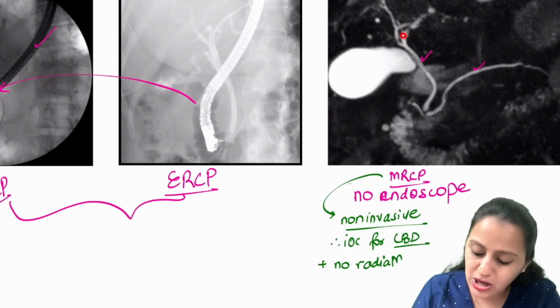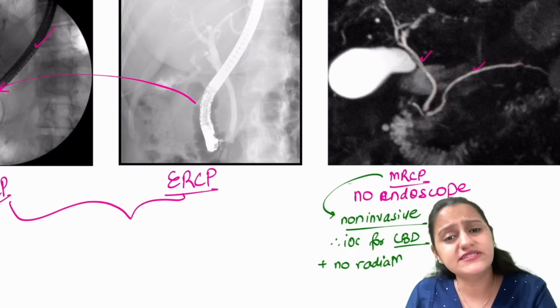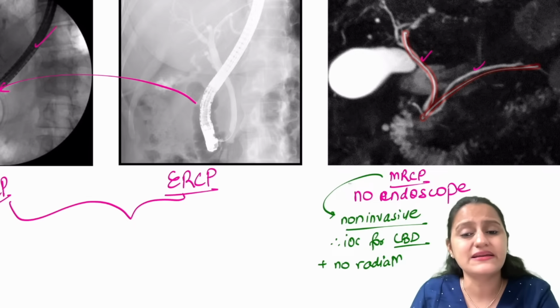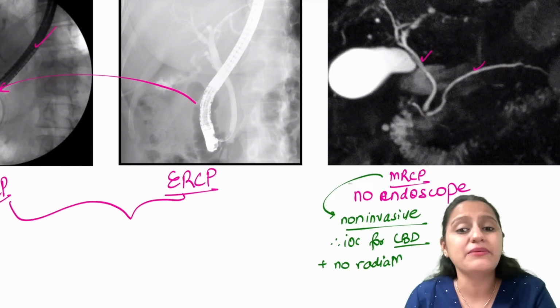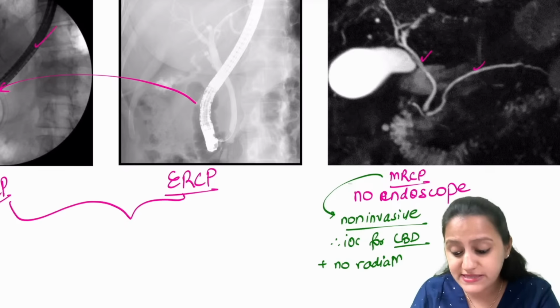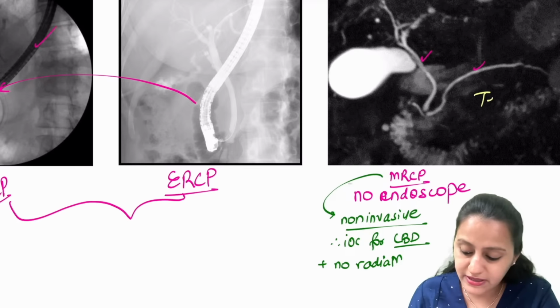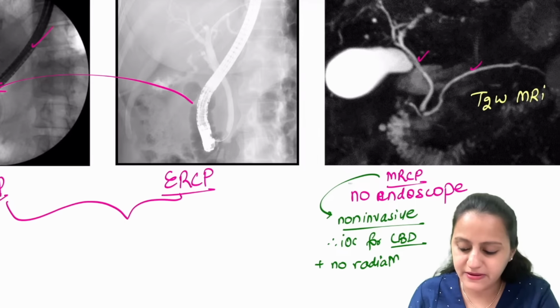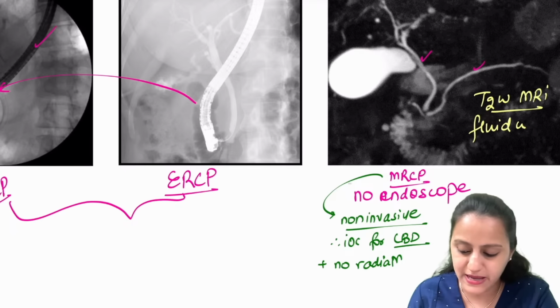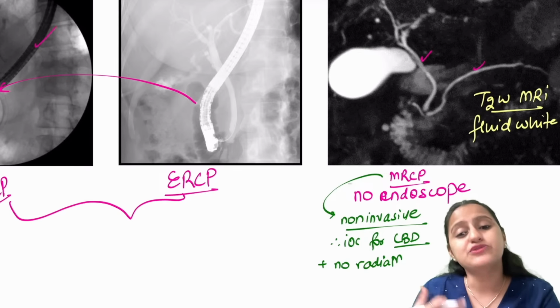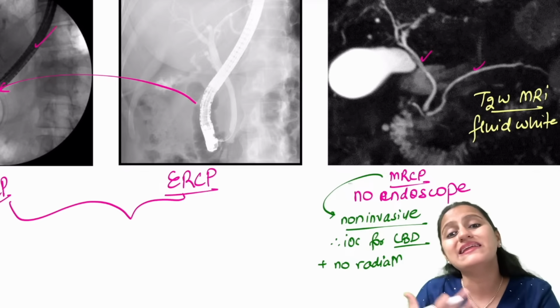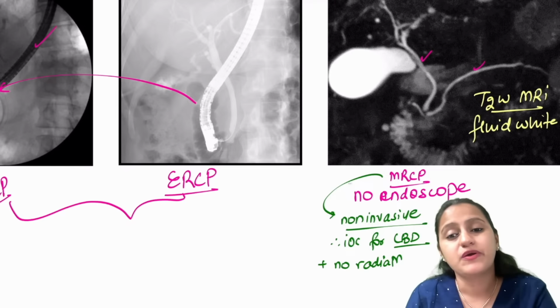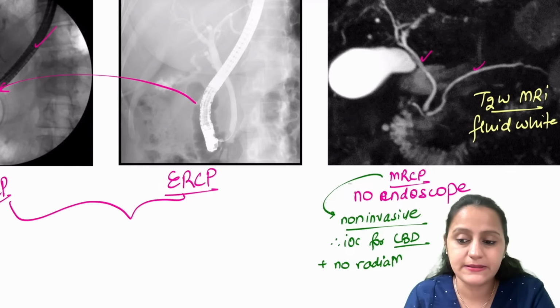Why? Because the fluid in the bile duct and pancreatic duct can appear white on MRI even without contrast. What sequence of MRI? T2 weighted MRI, right? The fluid, the water, appears white on T2 weighted MRI. So MRCP is basically a heavily T2 weighted image where this fluid appears white. Okay?